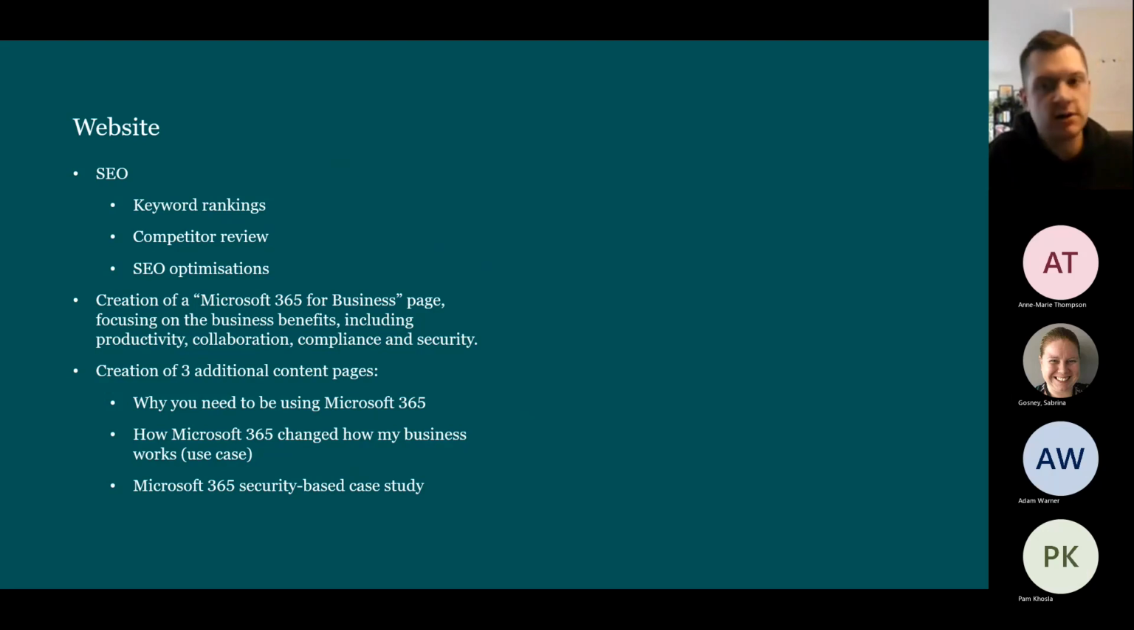From our own website point of view, so from an owned media side of things, and we covered the PESO model in the last slide deck in session 2, we're going to do some keyword research. We're going to review what competitors are doing. We're going to make some optimizations to our existing website. We're going to create a Microsoft 365 for Business page, which focuses on the benefits of the solution. Of course, we've only got a Microsoft page at the moment, and on that Microsoft page, there might be a tiny little section on 365, but there's nothing really detailed.